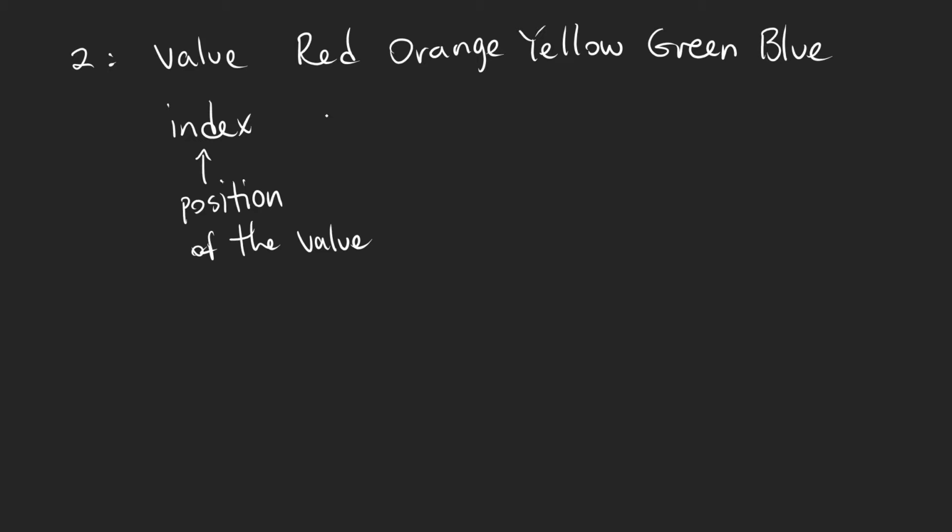In Python, indices always start at 0. The very first item in a list is going to start at index 0, and then it goes up sequentially by 1. So red would be located at position 0, the index 0. Orange would be located at index 1. Yellow would be located at index 2. Green, index 3. Blue, index 4. It's very important to know how lists are positioned because this is actually how you access the values that are inside of a list.